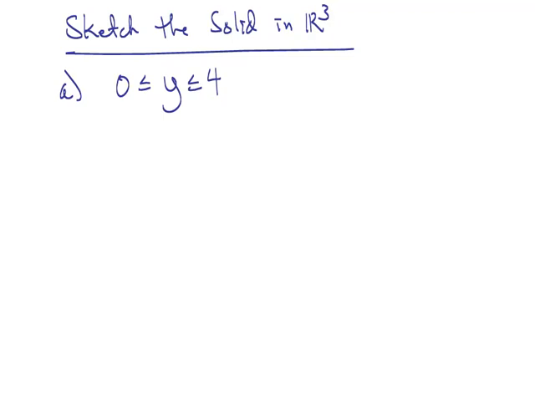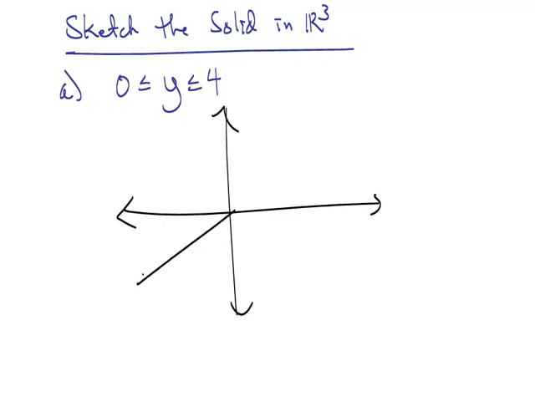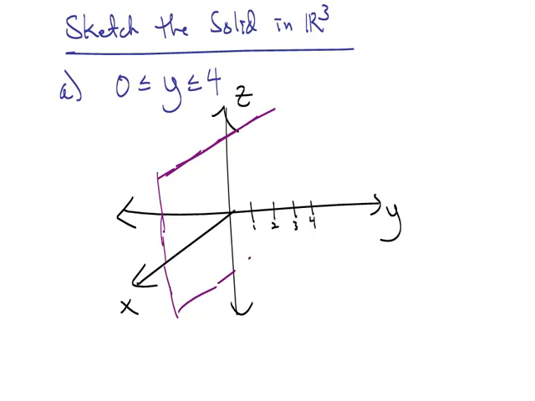So you want all ordered triples where the y value is 0 or bigger, 4 or less. X, y, and z can be anything you want them to be. So here is our three-dimensional coordinate system, x, y, and z. We just care about the y values going from 0 to 4. So we're going to have a plane on the left, this y equals 0 plane on the left. That's just the xz plane. Okay, there's y equals 0.